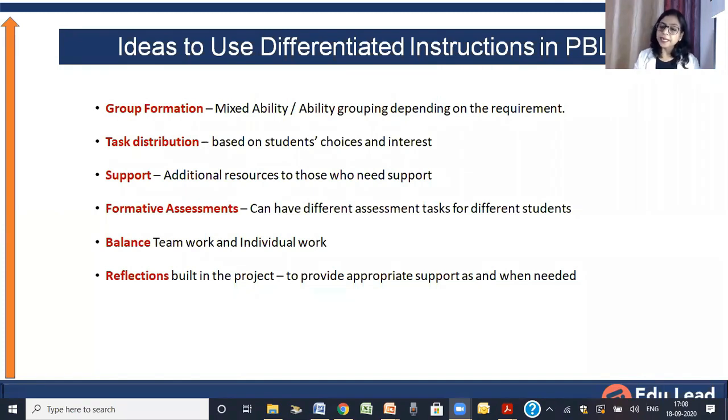So let them reflect upon their progress in the project. This is very important, so don't miss out on this reflection part, right? Because when the reflections are going on, some children who are struggling, who need some kind of help, the help will be given there itself, because they're reflecting and they're able to identify where the problem lies, right?